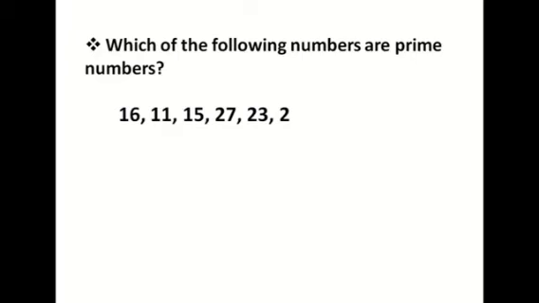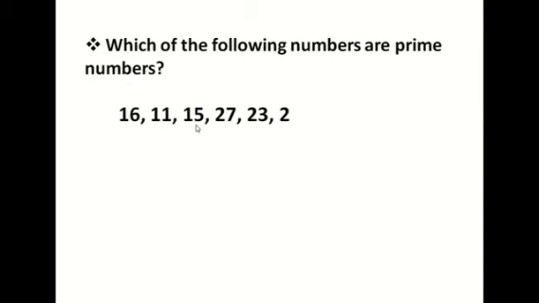Can you remember what prime numbers are? The numbers which have only 1 and the number itself as factors are called prime numbers. Okay, so let's check. Start with 16. If you factorize 16, you will get the factors: 1 16 is 16, 2 8s are 16, and 4 4s are 16. So many factors are there, so it's not a prime number, it's a composite number. For 11, it is 1 11 is 11, that's all. So it's a prime number.